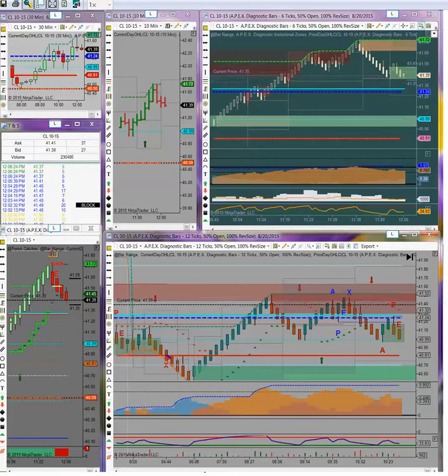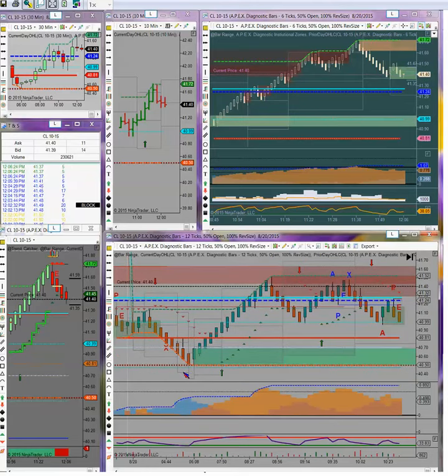you could have caught a ride from the red ice line down to, remember this level I pointed out yesterday? It also happens to be the low of today at 40.50, and we also have a deviation level just right there at the same place. So that even became a more powerful place of support for this market today.